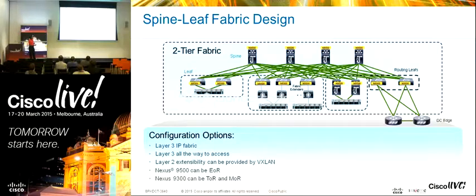So here in this case, you can use a 9508 or 9500 modular chassis as a spine because you have much more bandwidth, because spine needs forwarding, you need to have much more bandwidth and forwarding capacity.